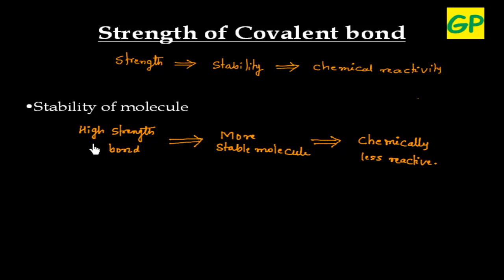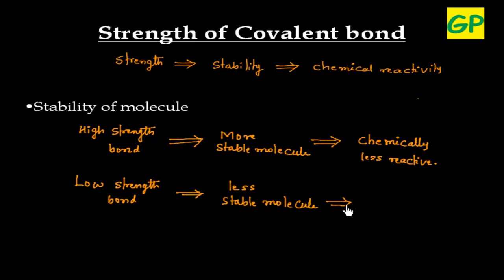Now the other way around, if the molecule has a lower bond strength, it is a less stable molecule. This means the molecule can be easily converted into atoms. So it can react very easily, so I can say it is chemically more reactive.